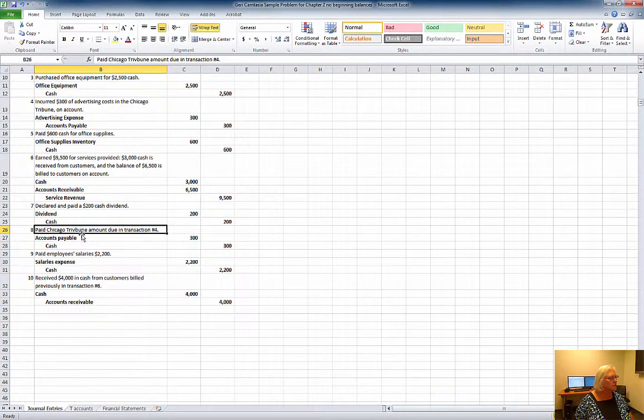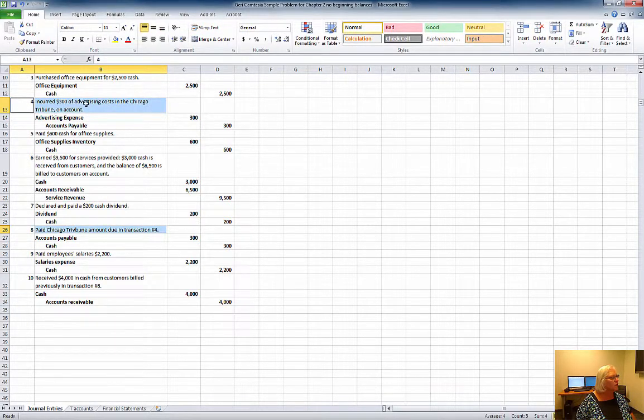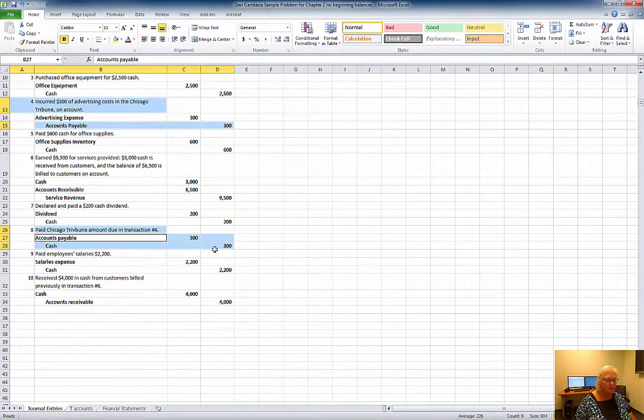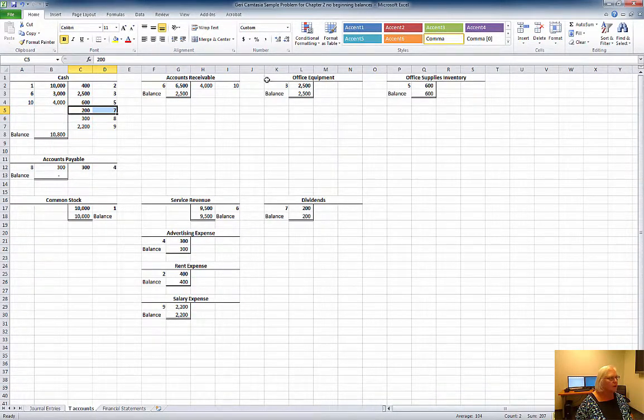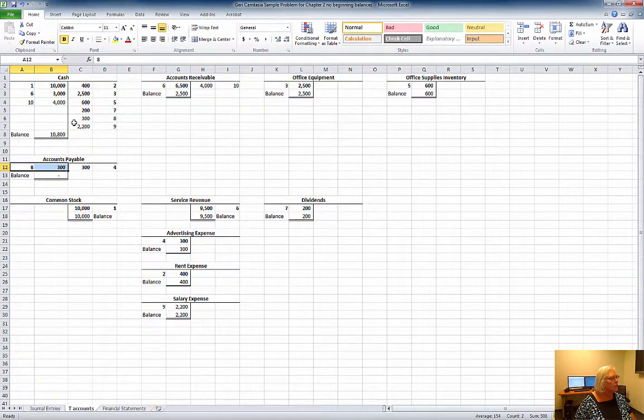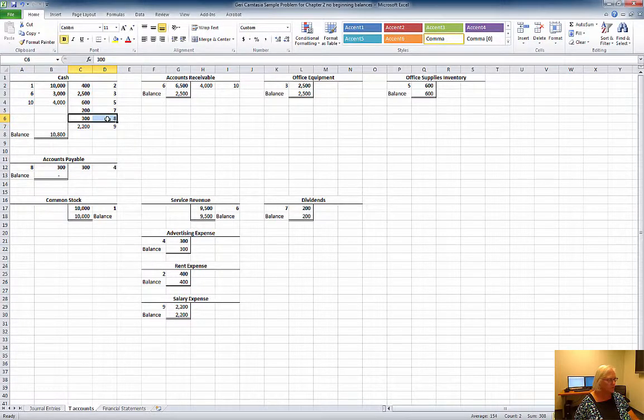Number 8, we paid the Chicago Tribune, it looks like I have a typo in there, the amount due in transaction number 4. So if we refer up here to number 4, we incurred $300, and so now we're paying the whole thing. We put it into accounts payable, so I want to take it out of accounts payable, and I'm paying it, so I'm writing a check, so I'm going to decrease cash with a credit for $300. All right, accounts payable right here. I paid $300 with cash, $300.